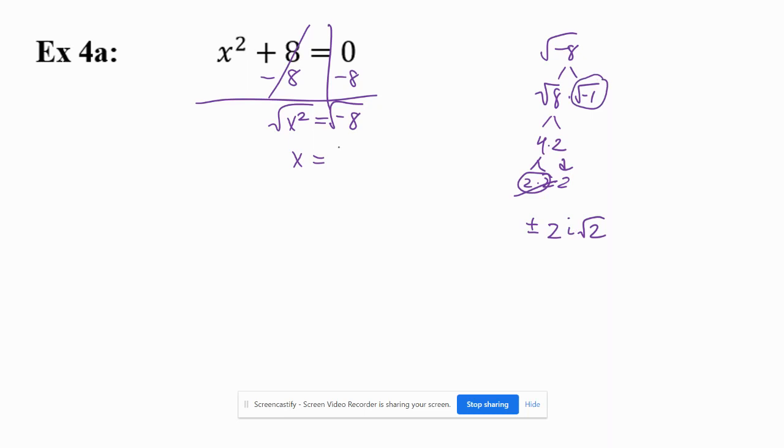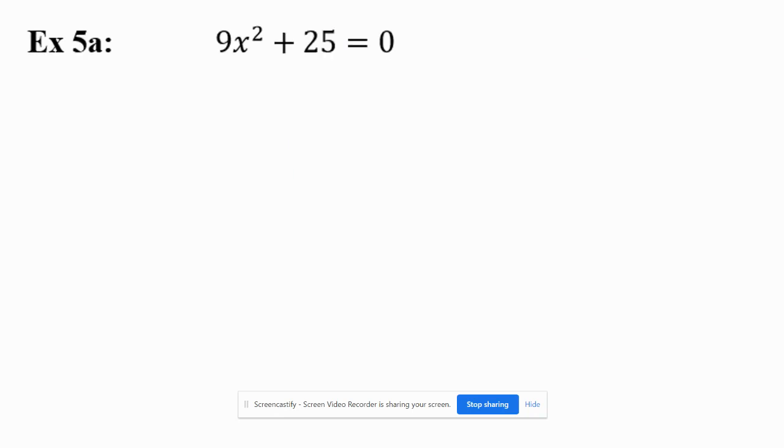So the square root of negative 8 ends up being plus or minus 2i square root of 2, which again would be acceptable. If we separate it, that gives us 2i root 2 and negative 2i root 2.